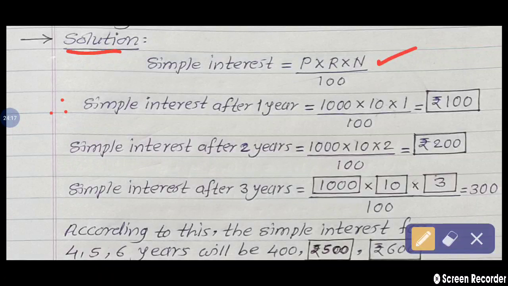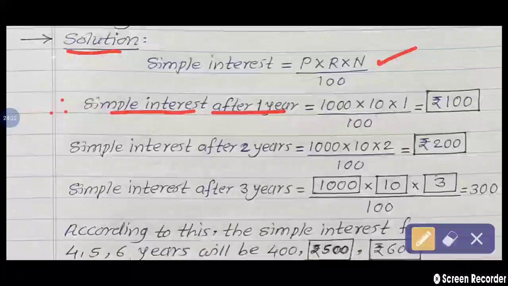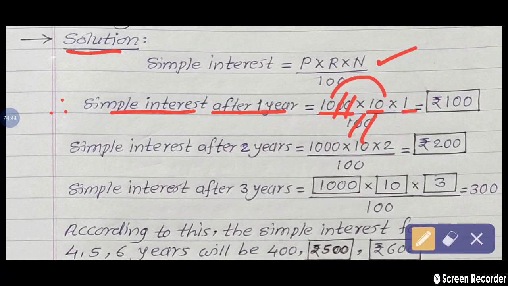Therefore, simple interest after 1 year. Substitute the formula. So principal amount is given, 1000, multiplied by R, rate of interest, which is given 10, and number of years, N, that is 1 year, divided by 100. So the 100 cancels the zeros at the denominator and numerator. So 10 multiplied by 10, the answer is 100. So we write the answer in this box, rupees 100.